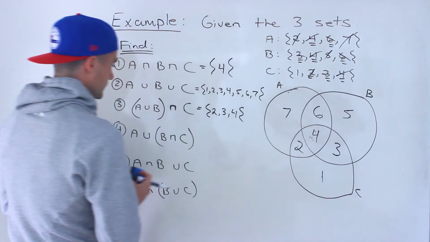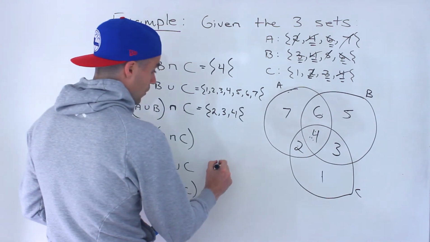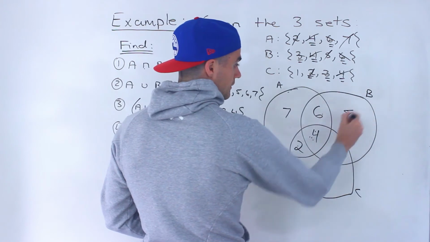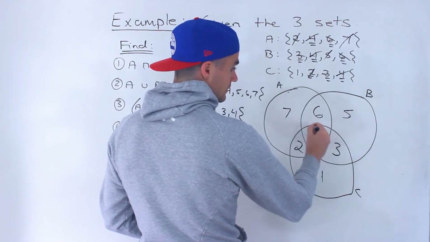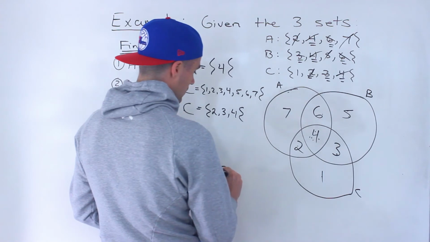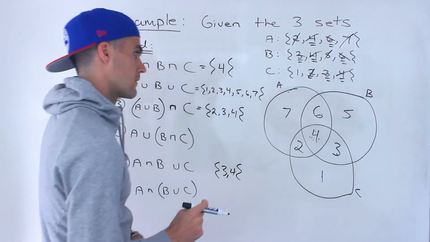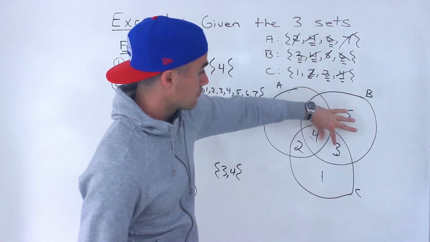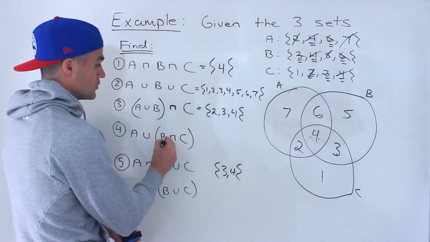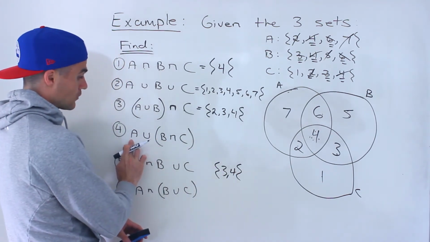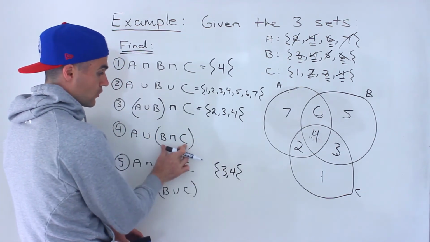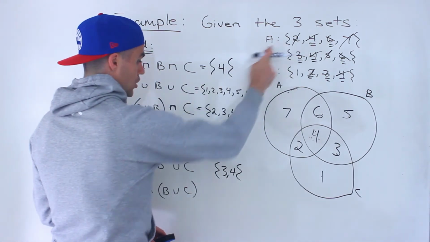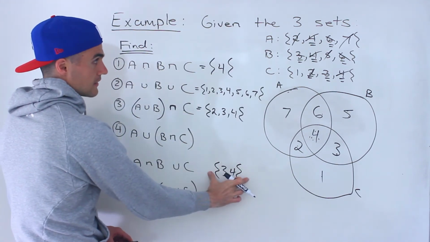Now, for this one, notice we have to do B and C first. So what would B and C be? Well, we got B and C. That would be the 3 and the 4. Right? That would be the intersection between B and C. 3 and 4 is common in both of these. So then if we do that, or A, right now we have A or this set. 3 and 4 is this set over here, but then we have A, this set, or this set.